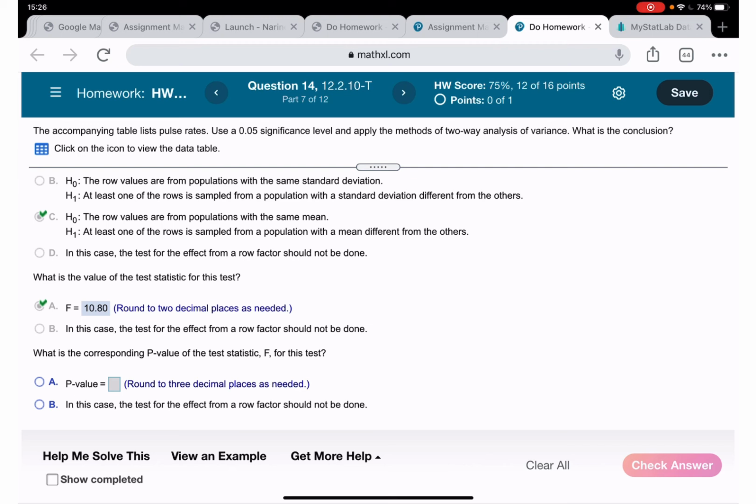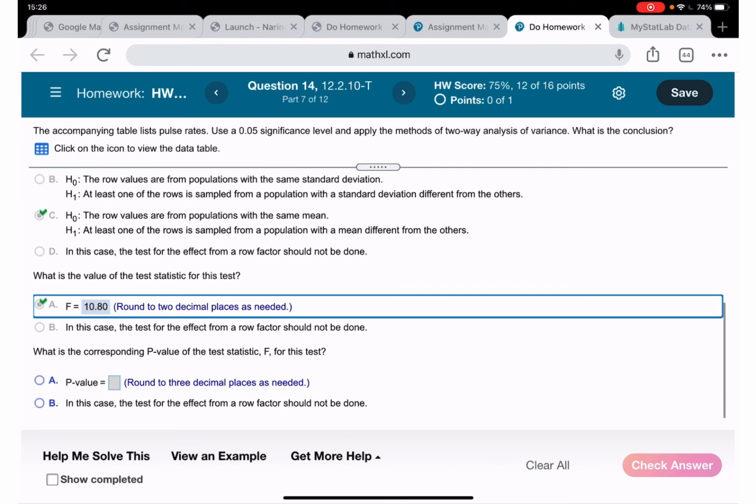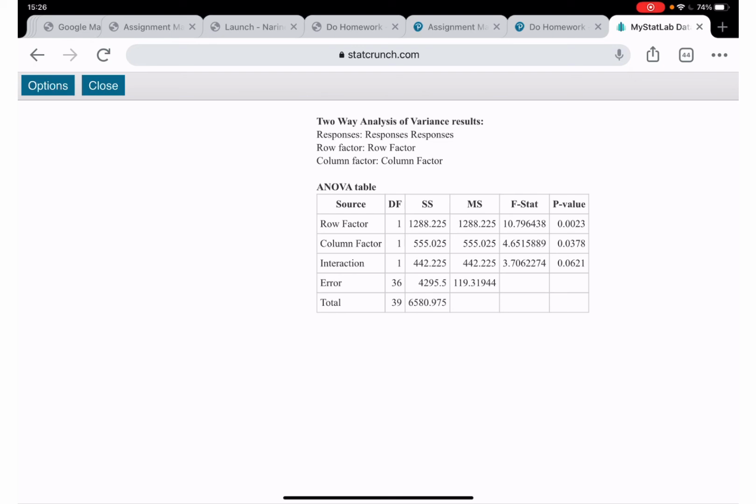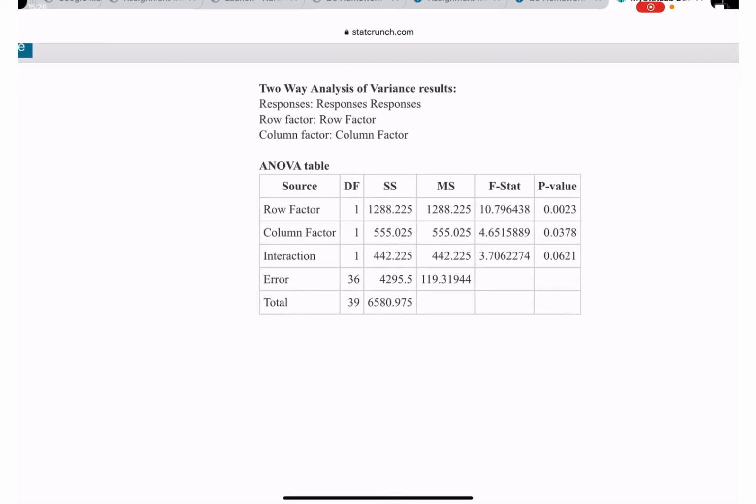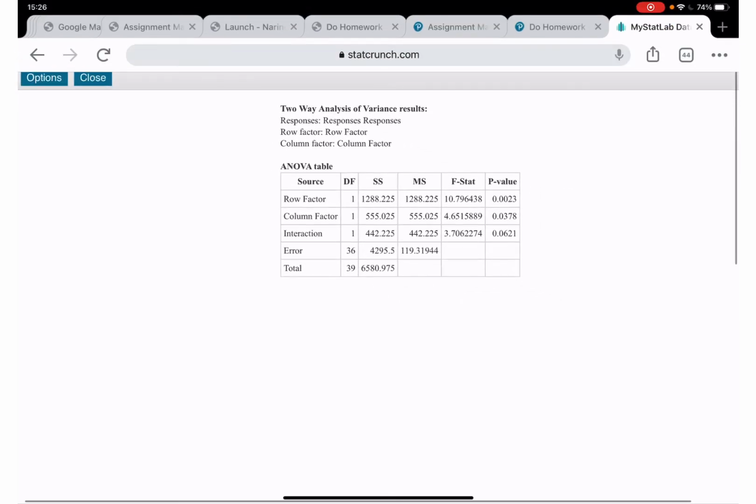What else do we have? What is the corresponding p-value? Now we need to find our p-value. Let me go there. The p-value for the test is going to be 0.002. Okay.